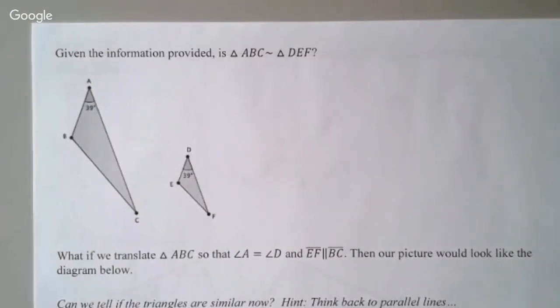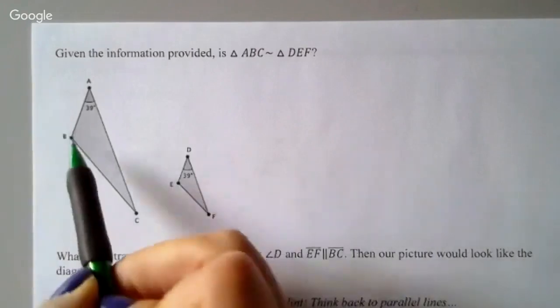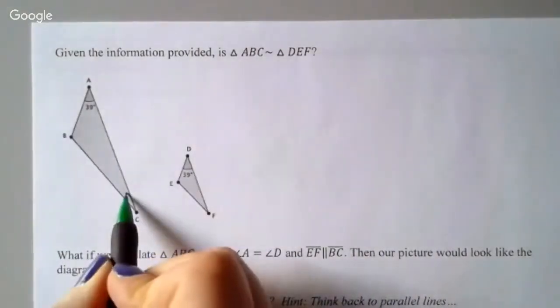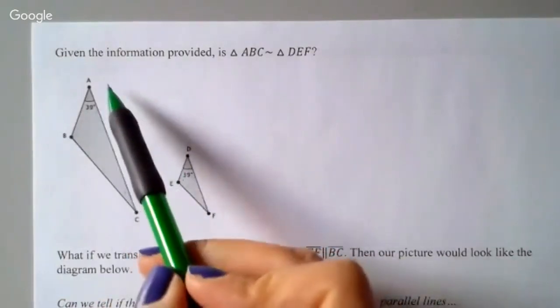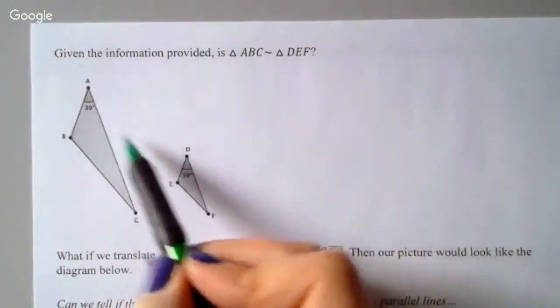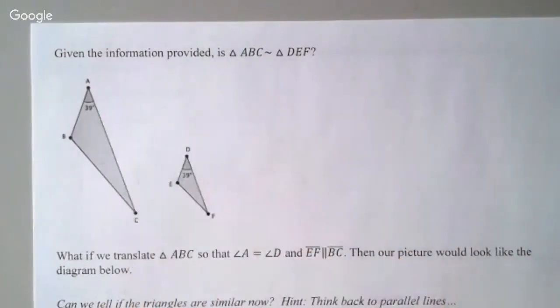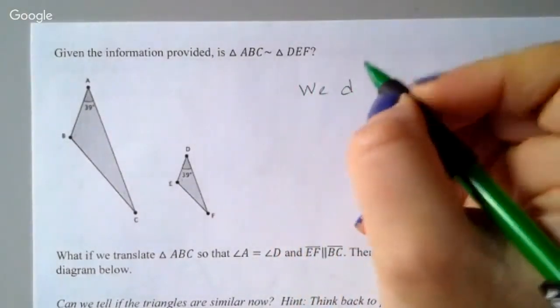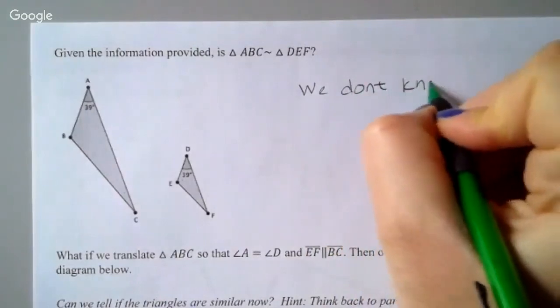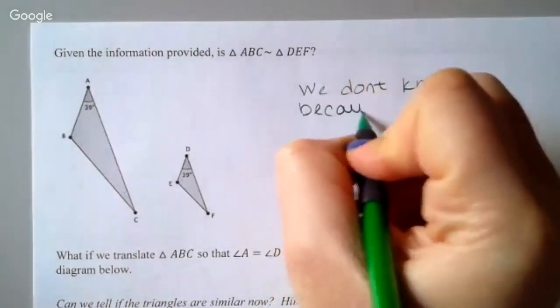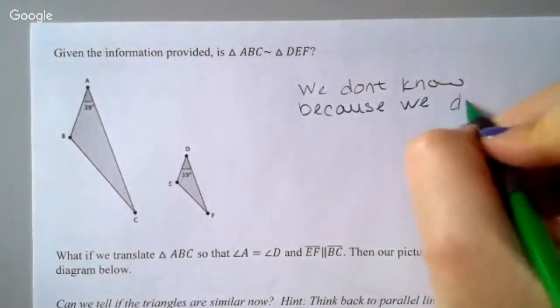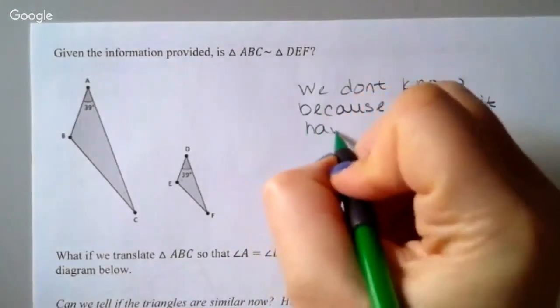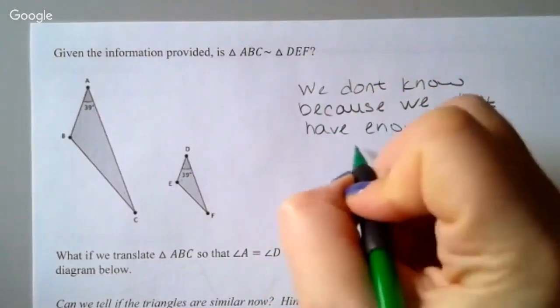Given the information provided, is triangle ABC congruent to triangle DEF? The only thing I see given in this triangle is one angle. I have no idea how big this one is and no idea how big this one is, and same for this. The problem is that the triangle has 180 degrees and I only know what 39 of them are doing. The other two can be split in any which way they want. So right now, we don't have enough information. So we are going to write that: we don't know right now because we don't have enough information.